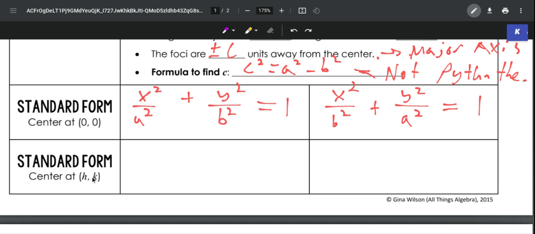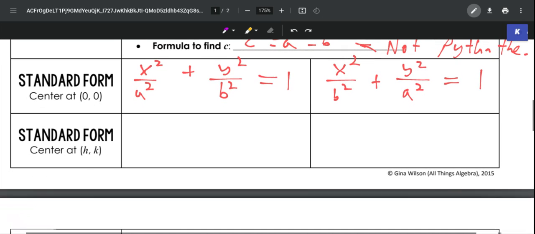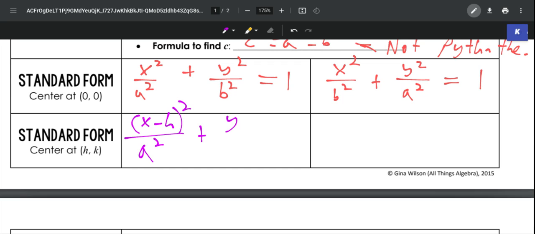So then we're going to look at standard form when the center is (h, k). When the center is (h, k), that's very similar to how we did circles. So it's going to look very similar except a little twist. Now, instead of it just being x squared on the top, it will be x minus h, all of that squared over a squared plus y minus k squared over b squared equal to 1. And that's for a horizontal ellipse. So if you have a horizontal ellipse, a squared is going to be your bigger number. That's going to be your major axis.